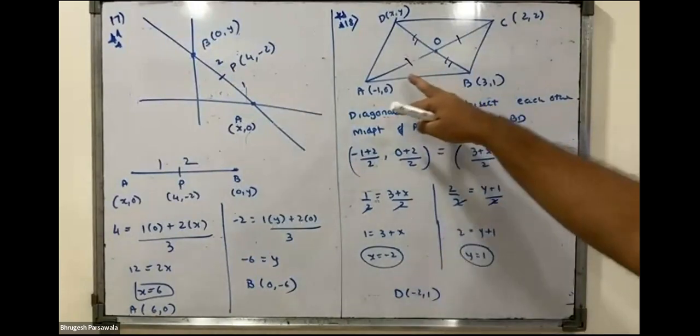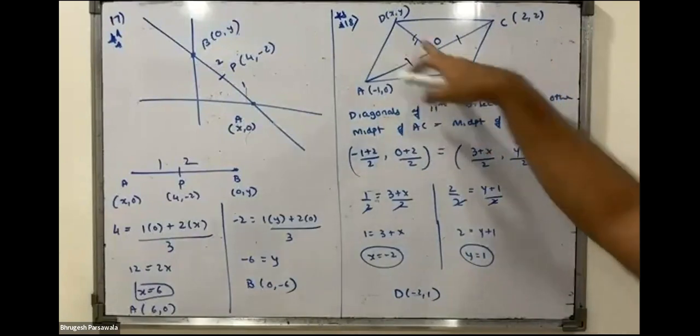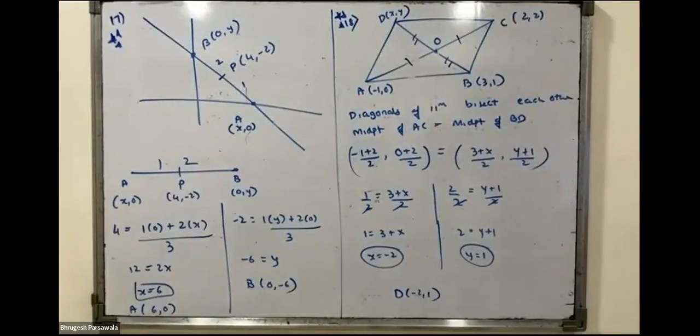So what will be the midpoint of AC, tell me beta? (x1 plus x2) by 2, (y1 plus y2) by 2. And for this, what will it be? (x1 plus x2) by 2, (y1 plus y2) by 2. And then equate it. Okay? Thank you. Okay.